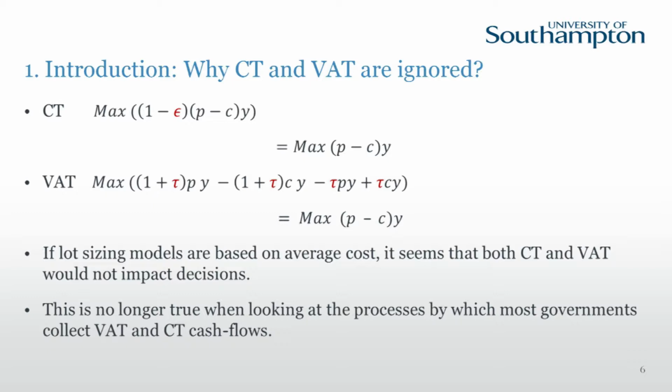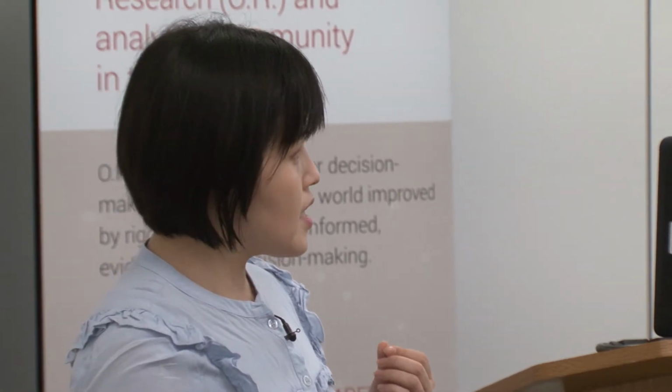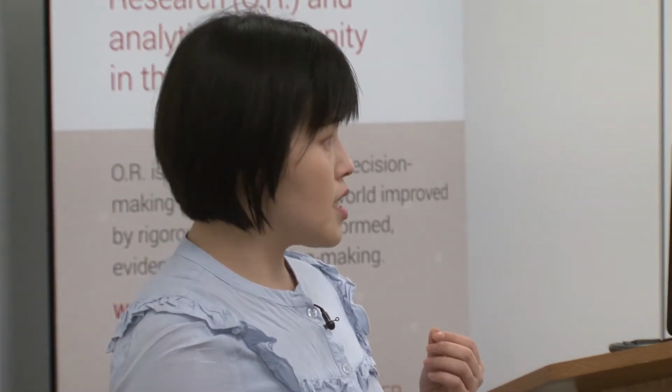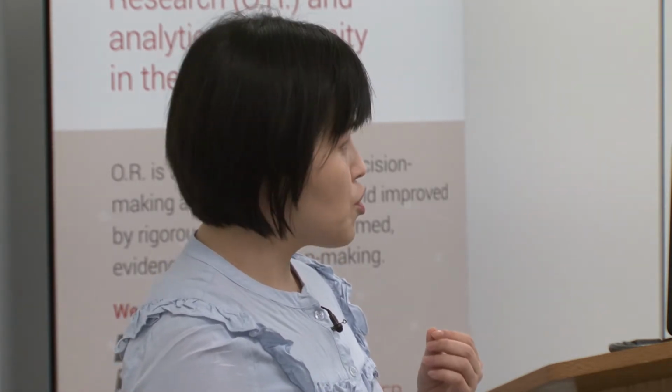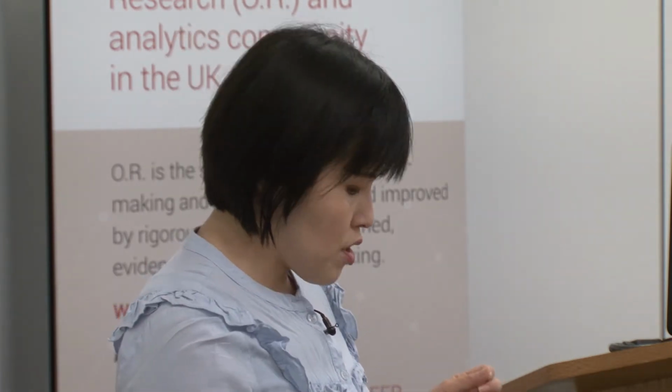It is the same for the consumption tax case, which is value-added tax. When they're selling, they get the output VAT payment, and when they're sourcing, they also have the input tax payment. At the end, they pay the difference, the other terms all cancel out, and it is again maximizing the profit before taxes. So if the lot sizing models are based on average cost functions, it seems both the CT and the VAT have no impact on inventory decisions. But this is no longer true when we look at how the tax is collected and how the tax is paid back to the government.